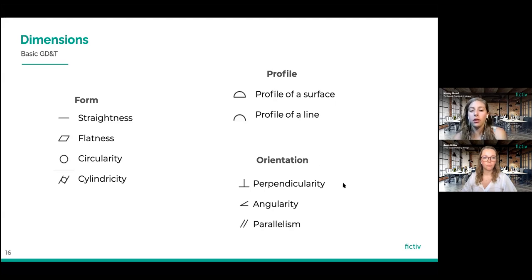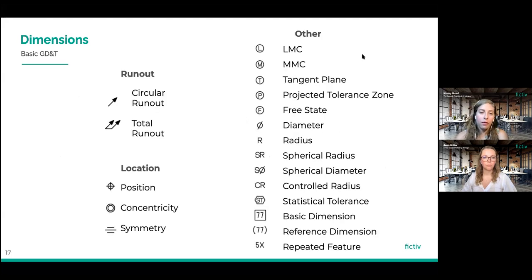Orientation controls perpendicularity, angularity, or parallelism. Then we have runout, which can be a tricky one, but circular runout or total runout is helpful. When you're inspecting a part, this means that you will rotate the part around its axis and then measure the variation in that part. And then location includes position, concentricity, and symmetry. Each of these symbols will also have a number associated with it that refers to the tolerance zone that the symbol or the measurement can be within when you're measuring your part.